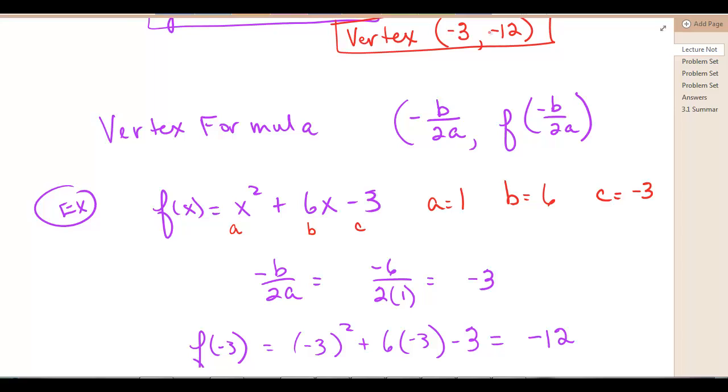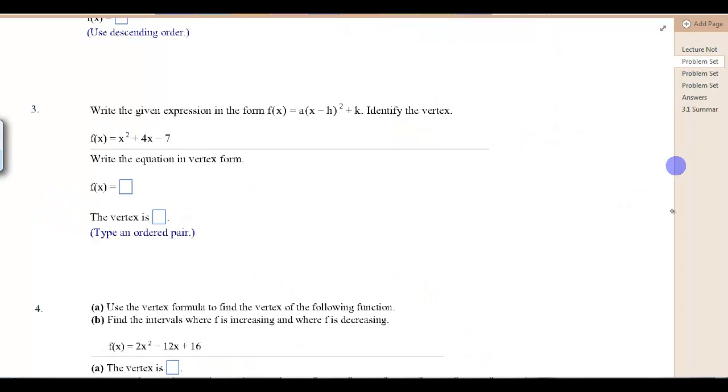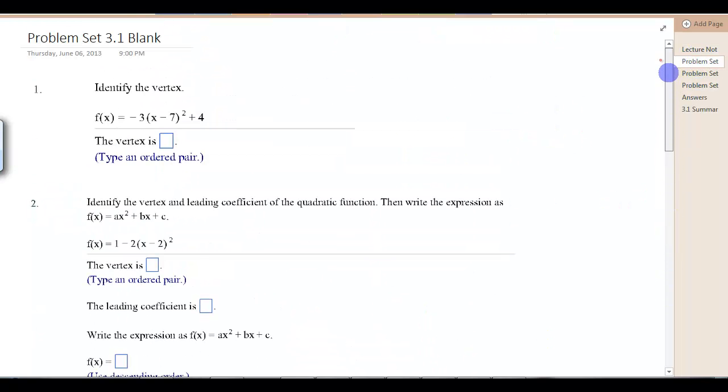All right, let's look at some problems and see how we can do on those. All right, number 1 says identify the vertex, and it's already in the vertex form. So remember, we're looking at these numbers here, and so we're going to pull that out. And what do we have? The vertex, we change the sign of this one, 7, 4. And it says type an ordered pair, so be sure you put it in parentheses, and that's what's going in that box there.